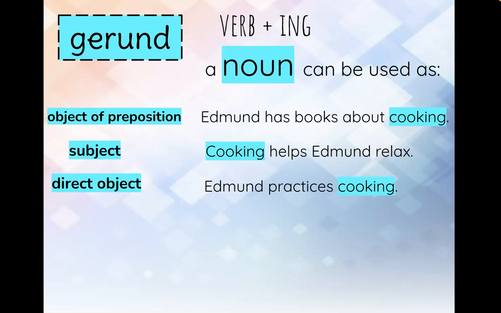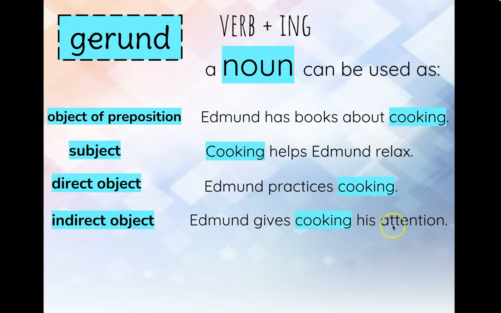If there's a direct object and there's still some words between the action verb, we might have an indirect object. I'd ask the question to whom or for what. Edmund gives what? He gives his attention to what does he give his attention? He gives his attention to cooking. The indirect object always comes between the action verb and the direct object, and it answers the question to whom or what. So I want you to highlight cooking here and label it IO.